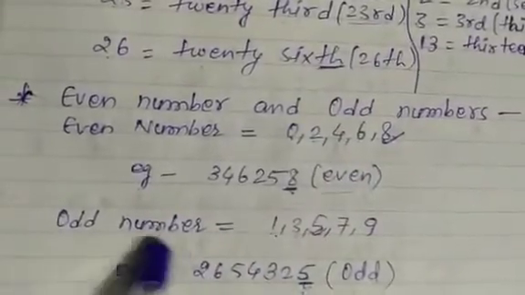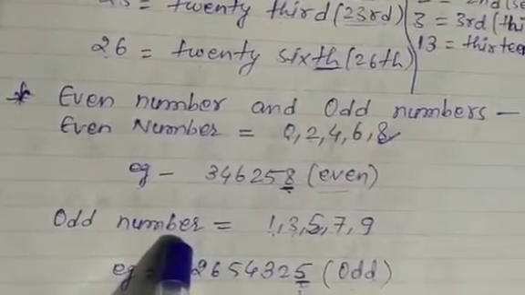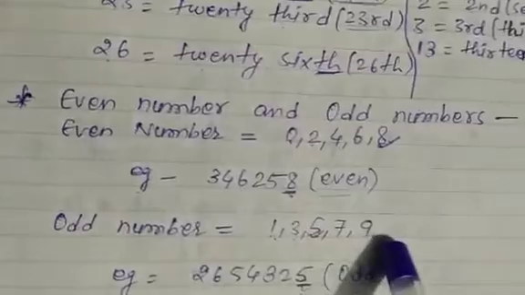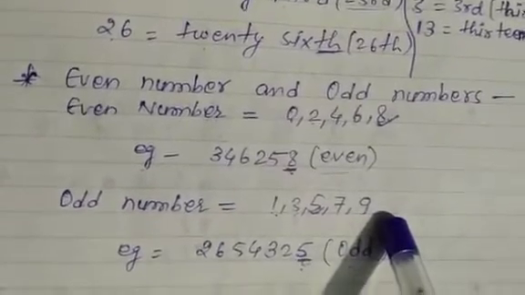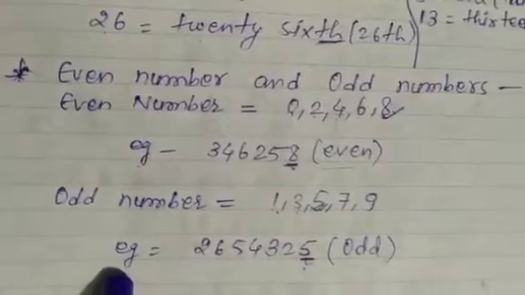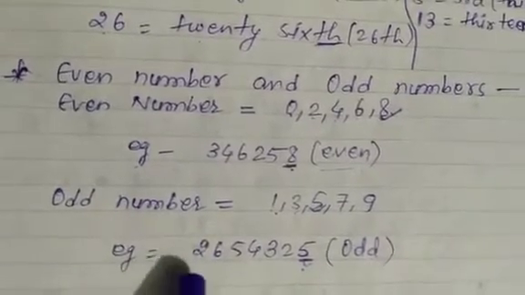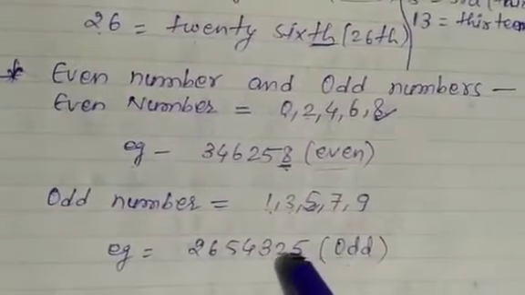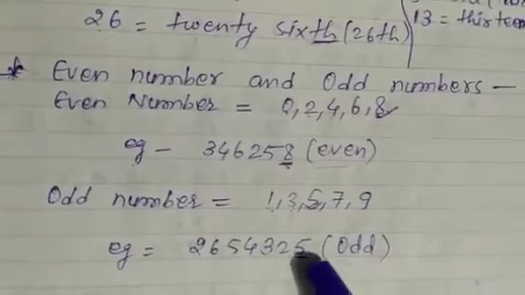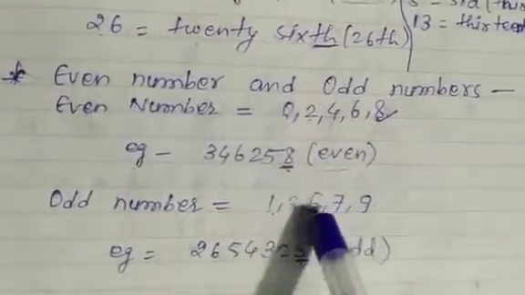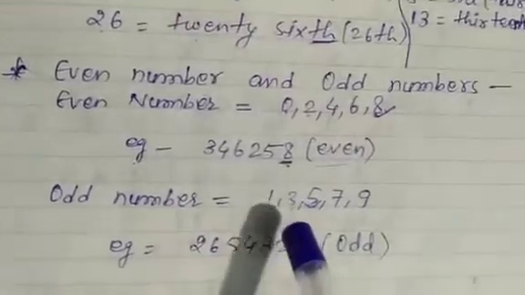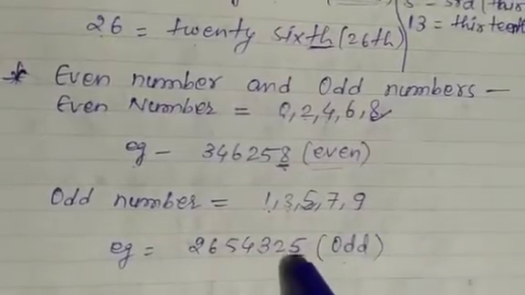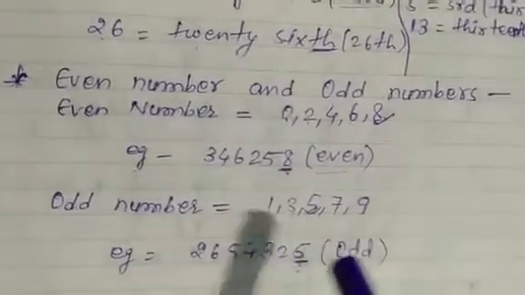Okay, now the odd number means when the ones place of any number is either 1, 3, 5, 7, 9, then the number will be an odd number. I am giving an example here. The number is 265432 5. Look here, the 5 is in the ones place. I just said that when the ones place of any number is either 1, 3, 5, 7, 9, the number will be an odd number. As you can see here, the ones place is 5, so this number will be an odd number.